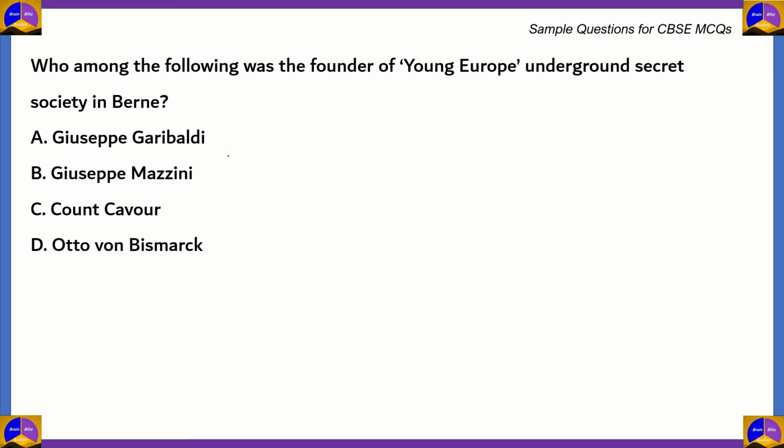Option A is Giuseppe Garibaldi. Well, Garibaldi is the revolutionary who led the Red Shirts to Naples in order to capture the Kingdom of Two Sicilies and then on to the Papal States. So therefore, option A is incorrect.